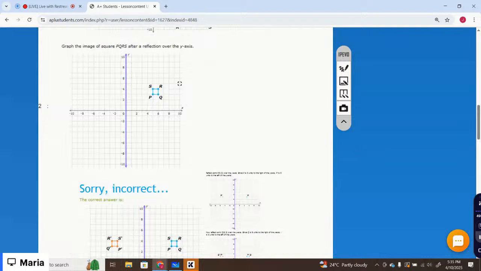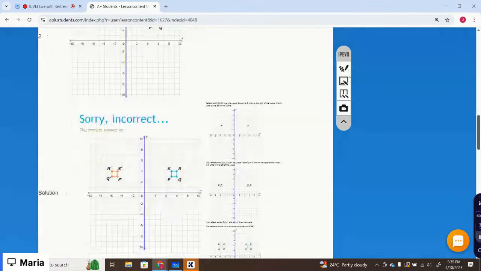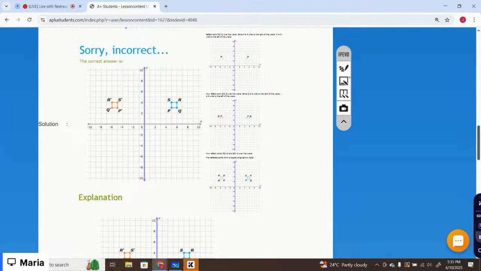Graph the image of square PQRS after reflection over the y-axis. So the reflected image is exactly the same distance. All the points are exactly the same distance on the opposite side of the y-axis.